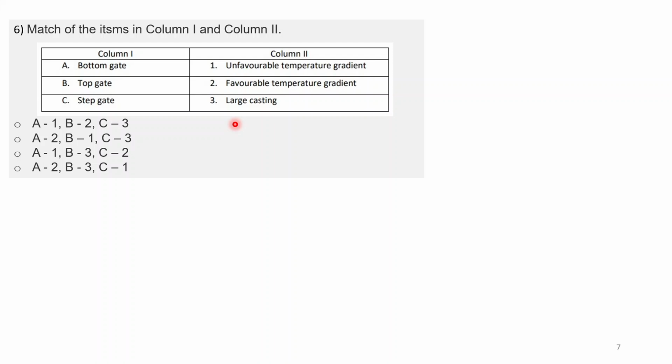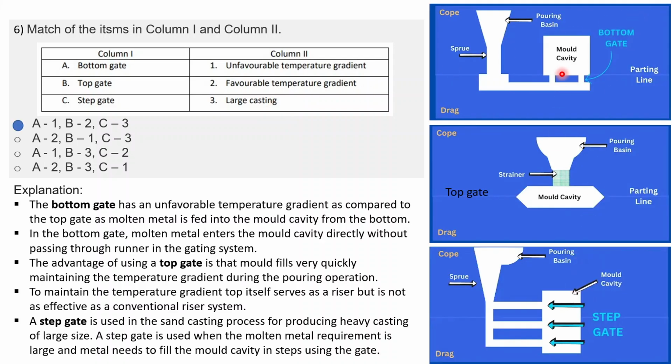Now you have to match column 1 to column 2. So you have bottom gate, top gate and step gate. And column 2 has unfavorable temperature gradient, favorable temperature gradient and large casting. So these are the various gates, right? Here you have to understand what each gate means. For example, in case of bottom gate, it will be separate from your vertical part, right? So it will be providing metal from the bottom to the mold cavity.